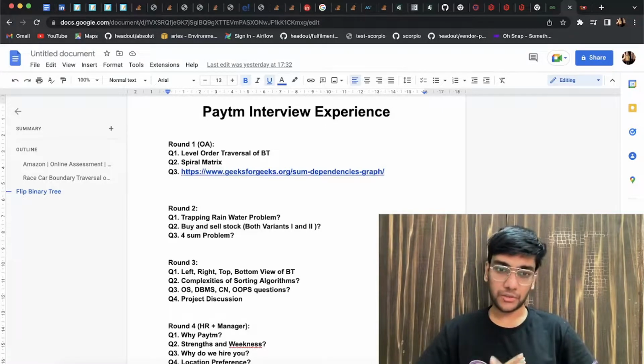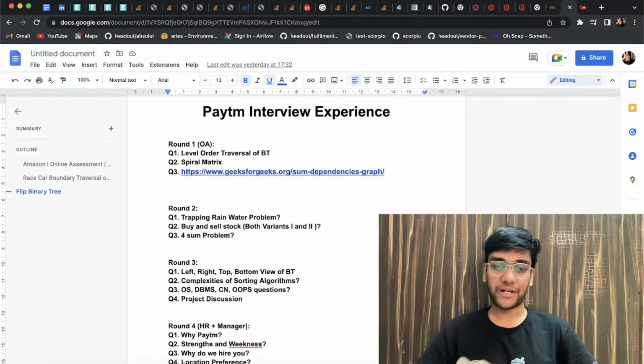Round one is the online assessment, in which I was asked level order traversal, spiral order matrix, and question three is sum of dependencies graph. All of these questions you will easily find on GFG. Round two is the trapping rainwater problem, buy and sell stocks, both variants. You will find both variants on LeetCode. Question third is a sum problem. So these questions are also ones you are very familiar with. You will easily find them on LeetCode or GFG.